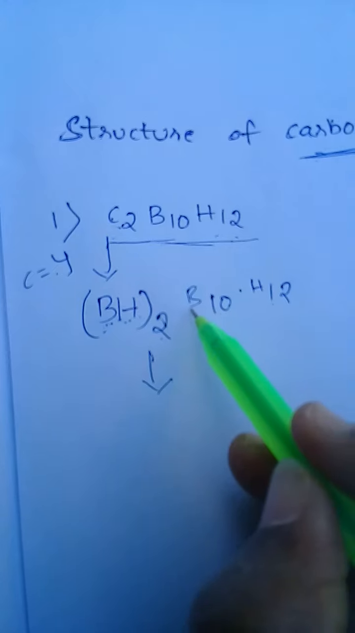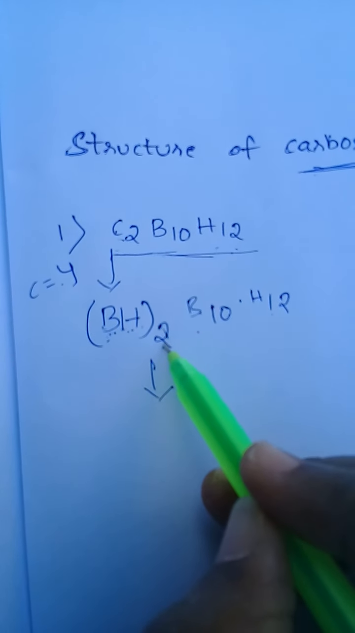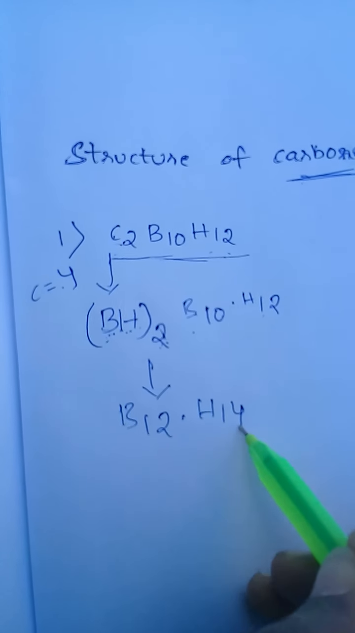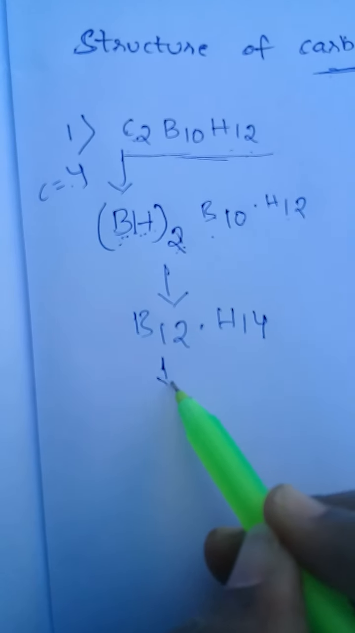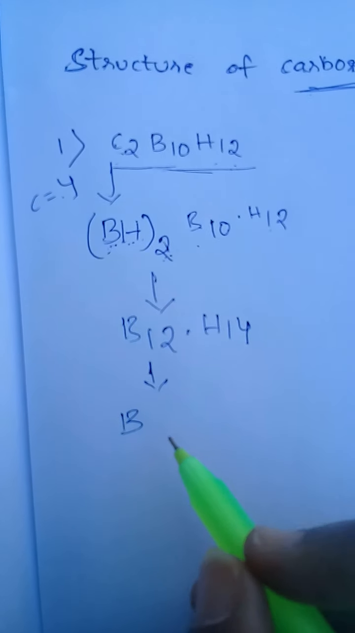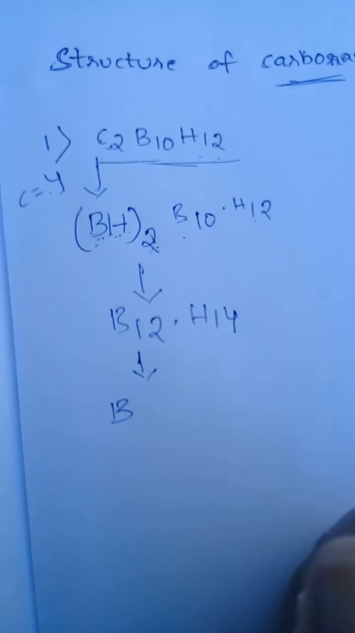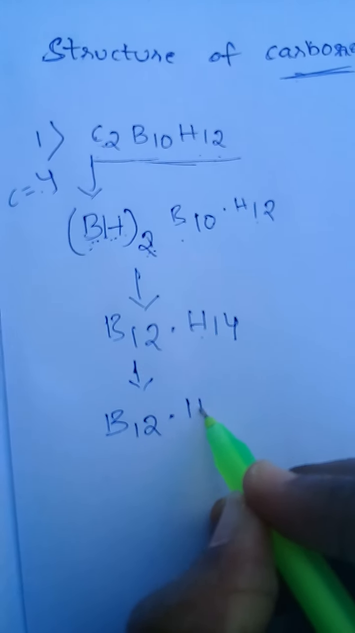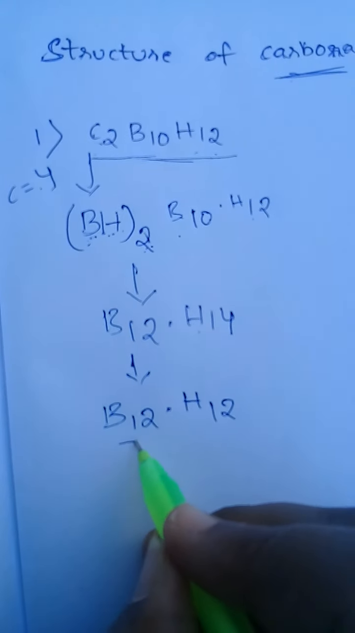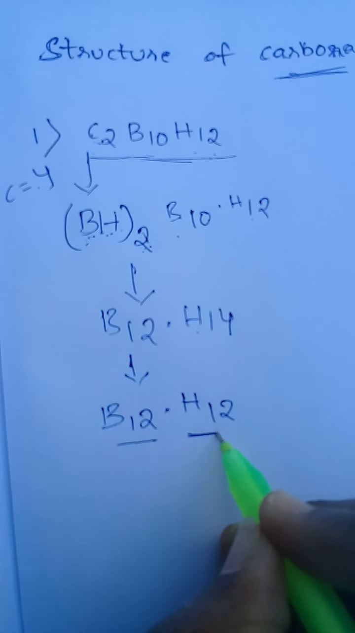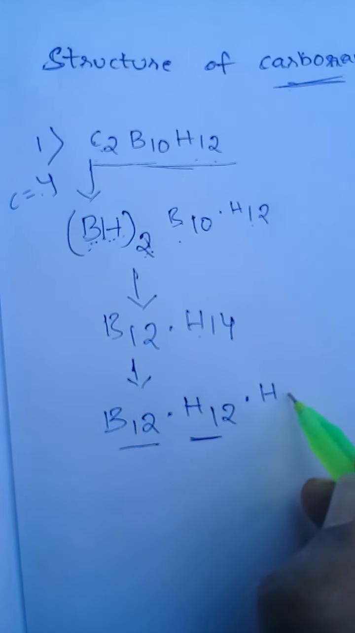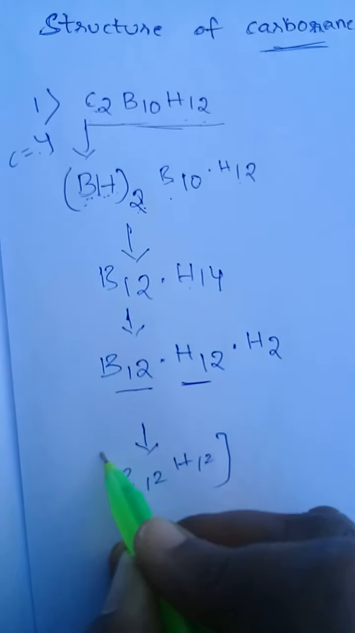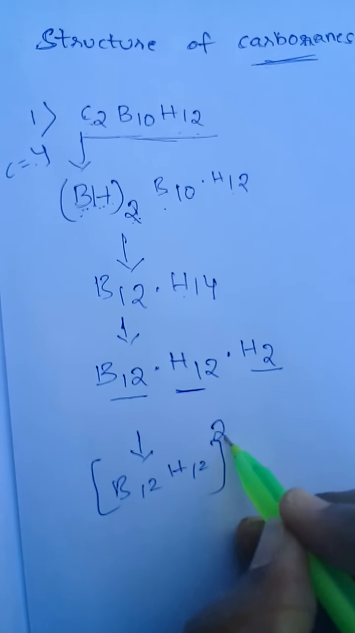So total B10, and here 2 borons and 2 hydrogens, total B12H14. In the next step we write, as usual in the case of borons, B12, and hydrogens are also written equal to borons. Here 12 borons are present, so hydrogens are also written 12. The remaining hydrogens are 2, so B12H12, and these 2 hydrogens are written as charge 2 minus.